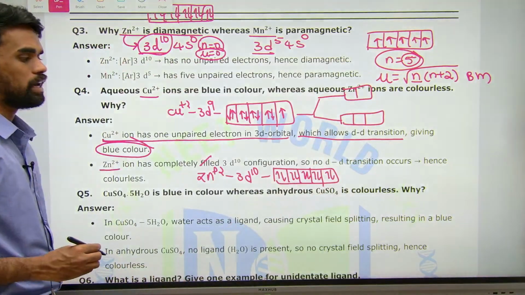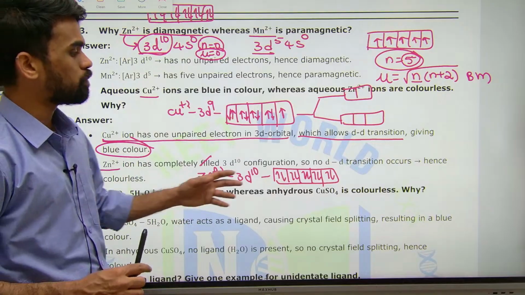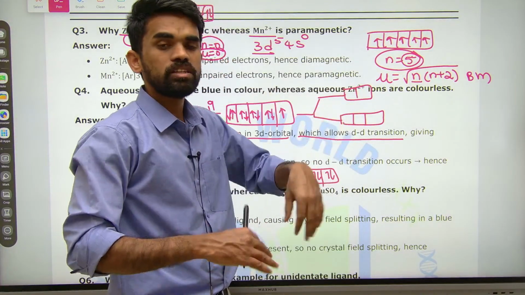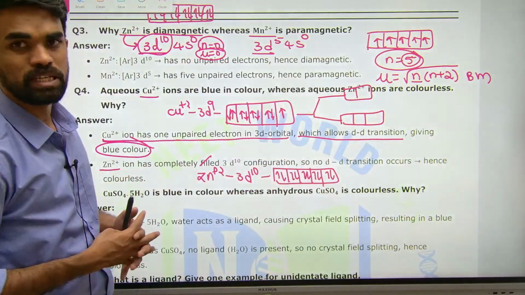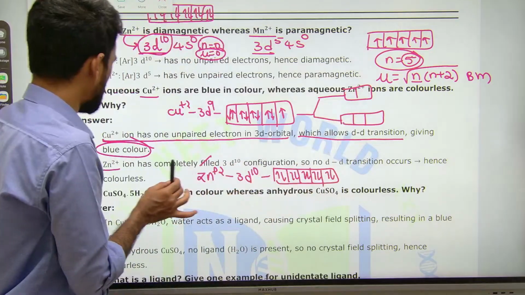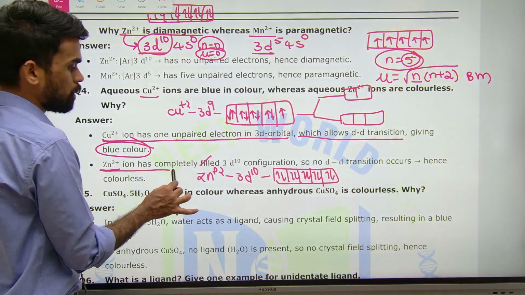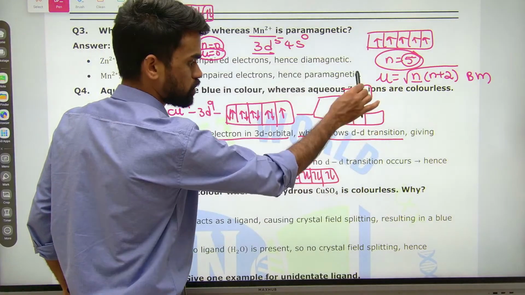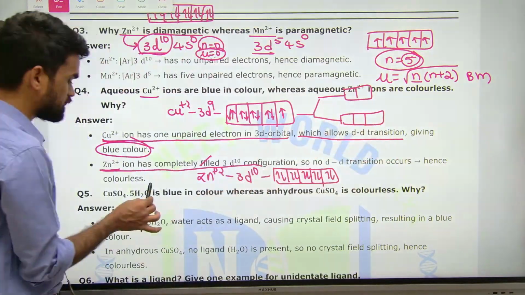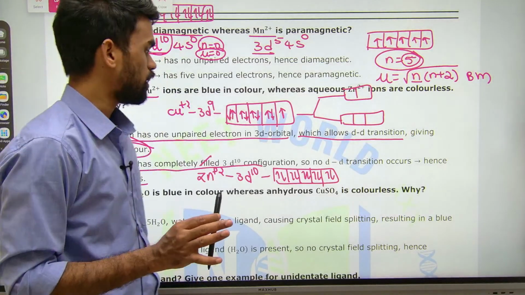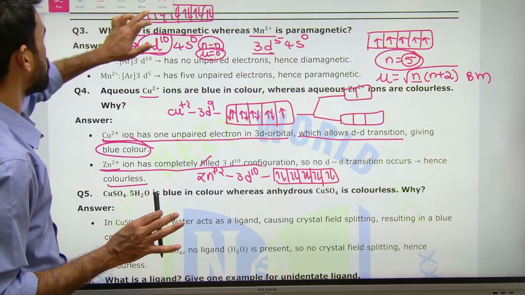If all d orbitals are fully filled, there will not be any chance for d-d transition. If there is no d-d transition, there is no color for this Zn plus 2 complex. So that's why there is no d-d transition. Zn plus 2 ion has a completely filled 3d10 electronic configuration, so no d-d transition occurs, hence it is a colorless substance or colorless ion. I hope you got clarity on this concept.